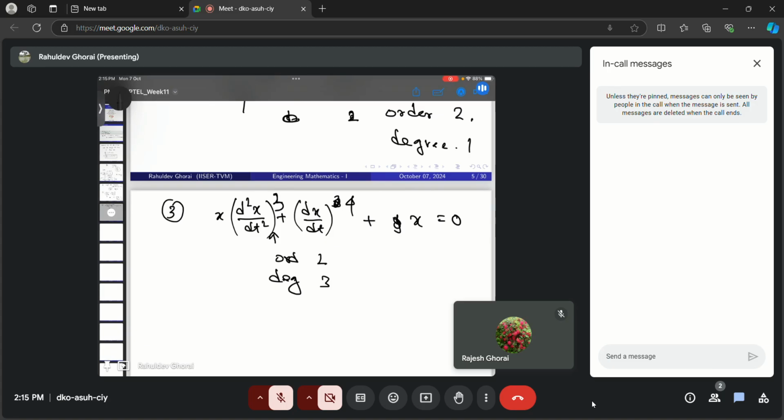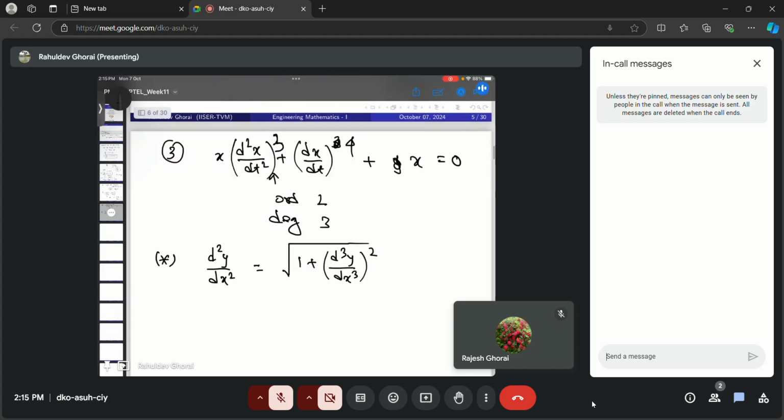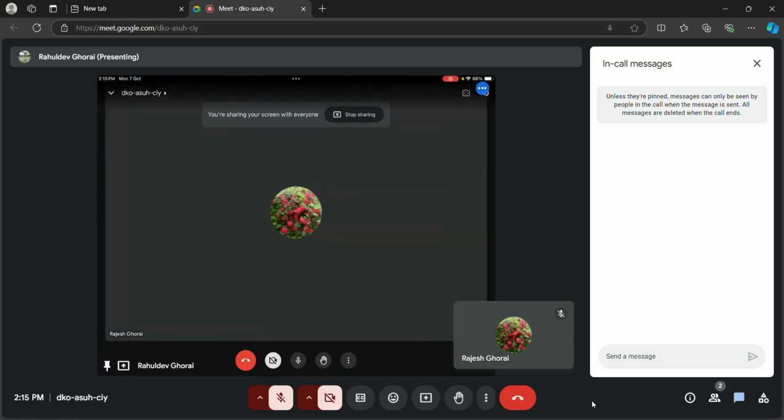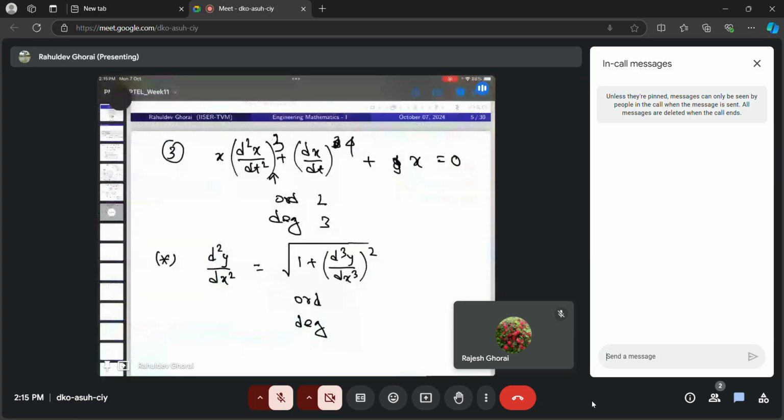Now one question from your assignment is d2y/dx2 equal to the square root of 1 plus d cube y over dx cube. So how do you solve this one? What will be the order and degree?